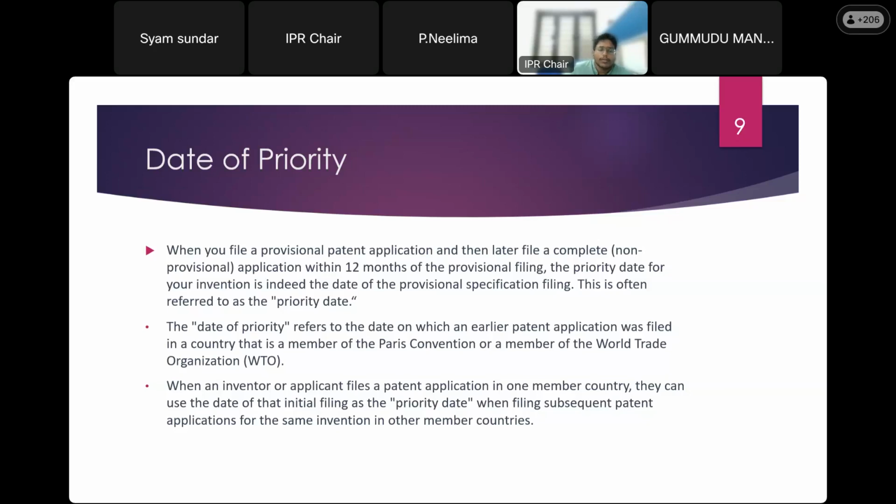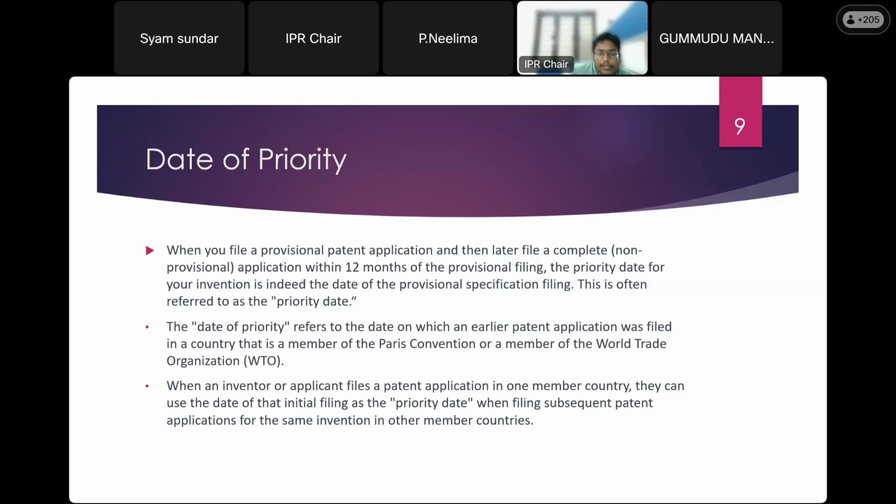So the first point, whatever I discussed, is related to India. In India, if you have come up with some invention and you are not sure fully, you can go for the provisional patent application. And within 12 months, you have to file the complete specification. Otherwise, your application will be abandoned. So you have to remember that. In this case, the priority date is the date of filing of the provisional patent.